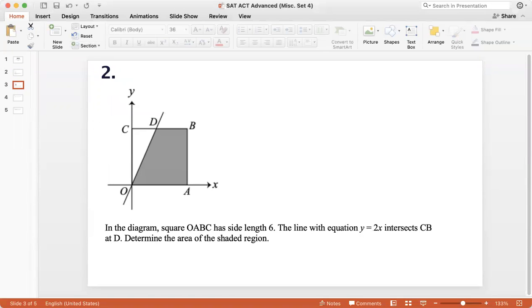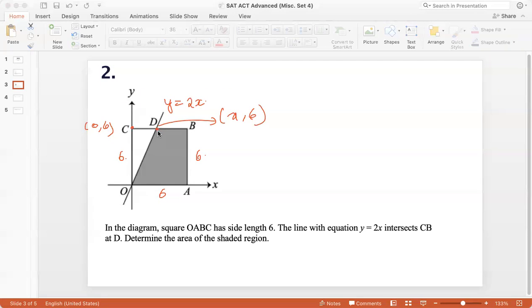Question 2. In the diagram, square OABC has side length 6. The line with equation y equal to 2x intersects CB at D. Determine the area of the shaded region. So this line has the equation y is 2x and the side length of the square is 6. So point C would be (0, 6) and point D, let us call it (x, 6), right? Because the y coordinate of D will also be 6.